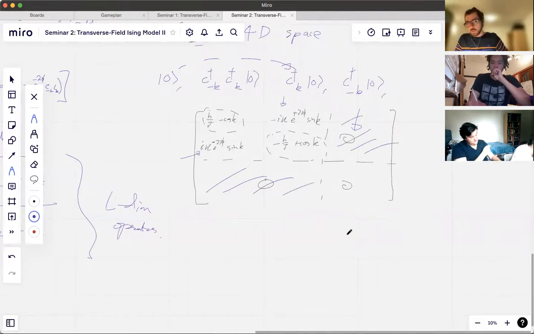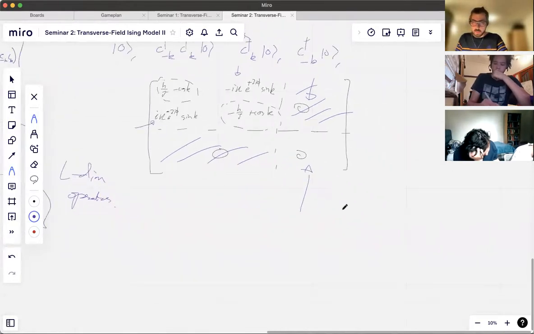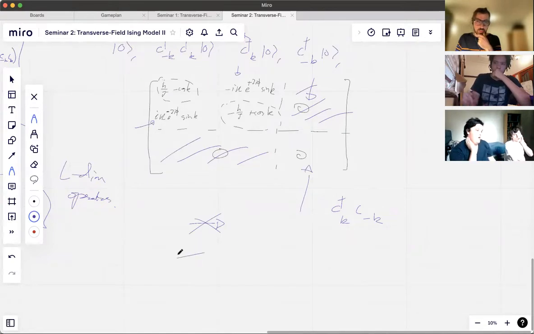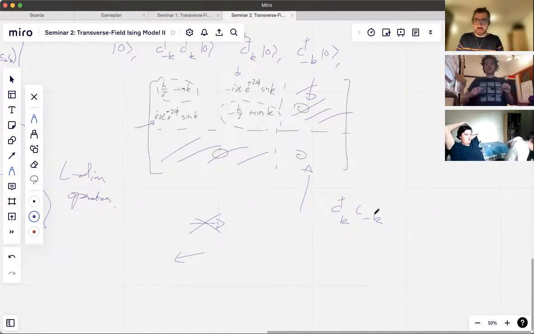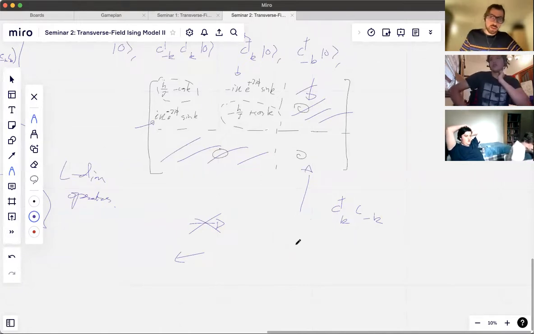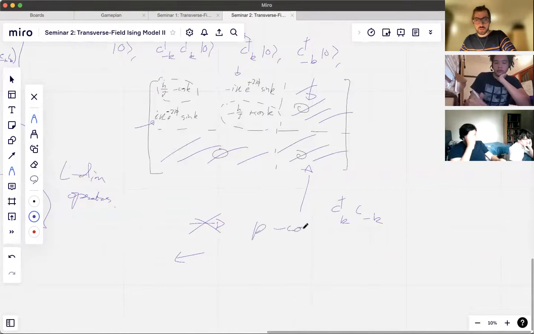But this sector down here would correspond to something like C dagger K, C minus K. We get rid of a fermion traveling right and create another one traveling left. So the overall momentum change here is 2K, so this is forbidden by momentum conservation.